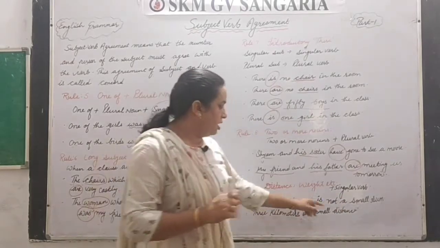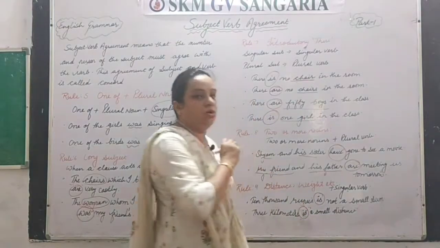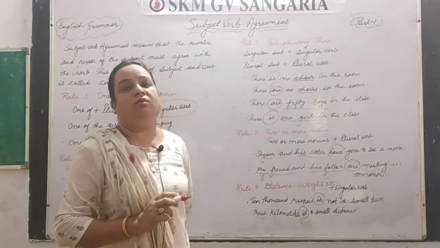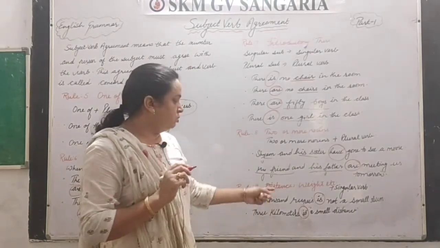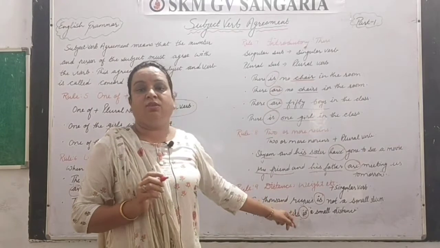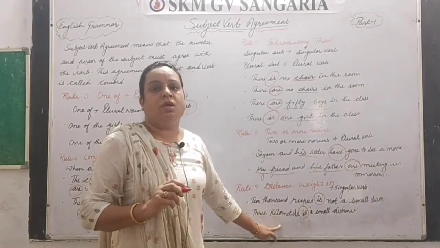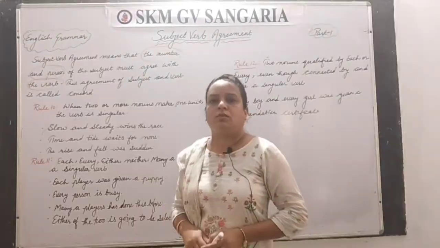So here also I have used a singular verb "is," and here also I have used a singular verb. So keep in mind, when distance and weight are given, you have to use a singular verb with that, whether the subject given to you has the plural form, like rupees or kilometers. Be strict with this rule, you have to use only singular.